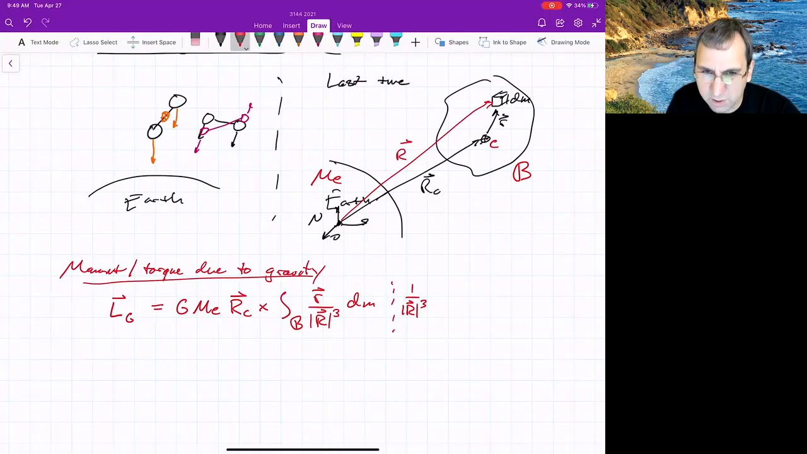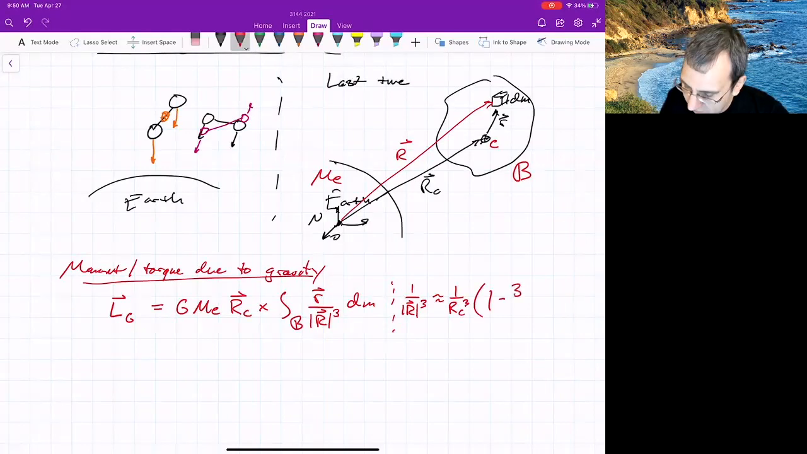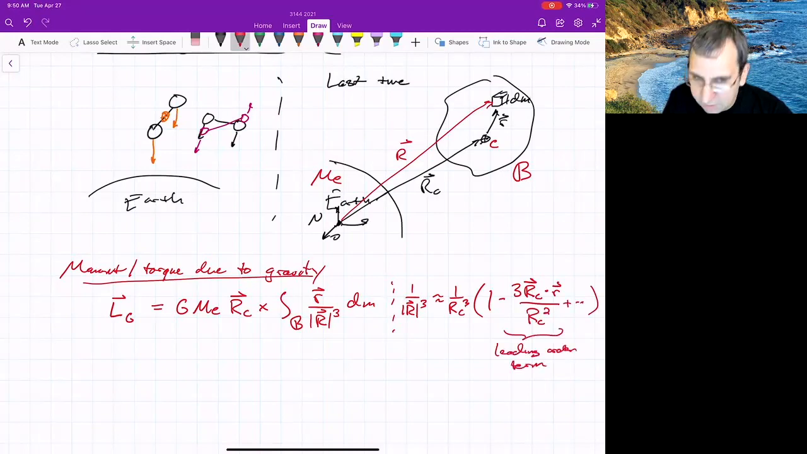We wanted to approximate that. So it's approximately 1 over the scalar distance from the center of the Earth to the center of mass, raised to the third power. And then the leading order term was 1 minus 3 R_C dotted with little r over R_C squared. So we'll keep this leading order term. The other term was like a factor of 1,000,000 smaller, so we just want to keep the leading order one.